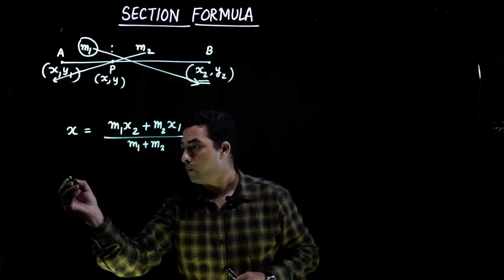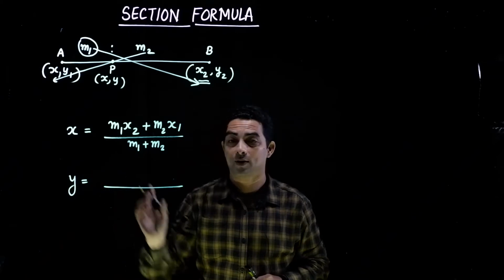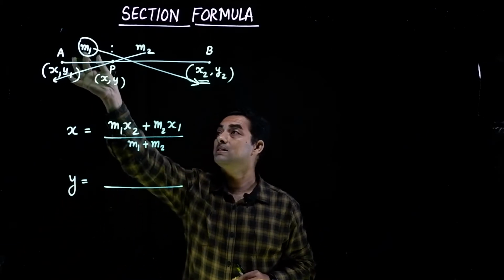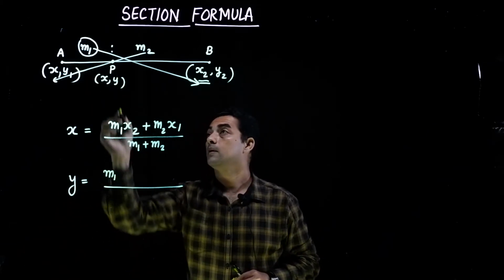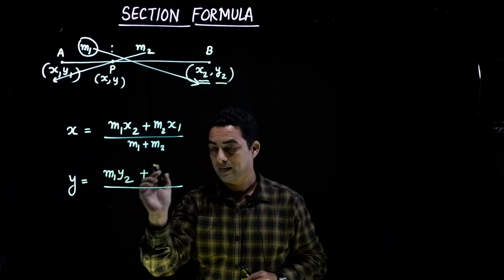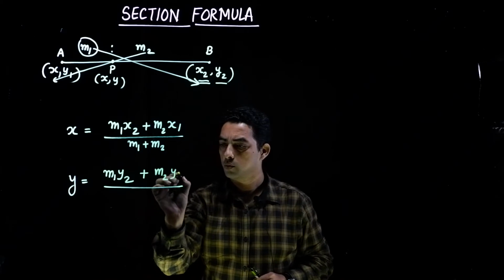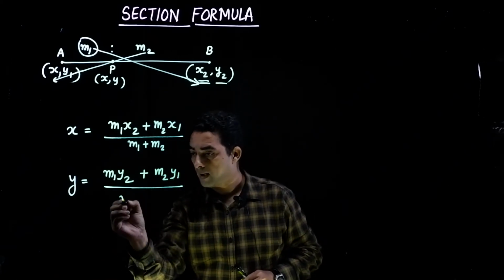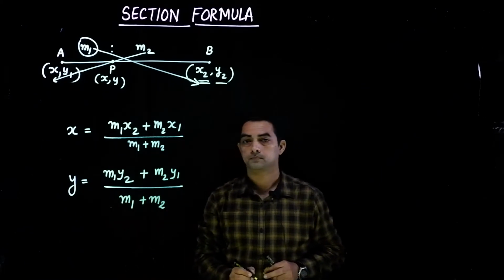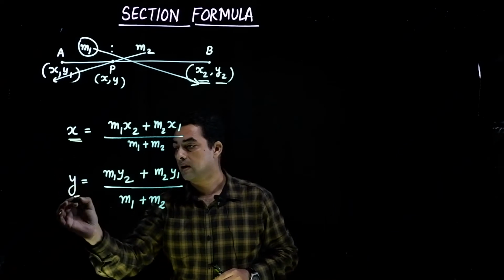Let us see the y coordinate also. For the y coordinate, it is again the same, because you are finding the y coordinate, so we will have only y over here. No x will interfere. Again the same way, cross multiplication. So it will be m1 y2 plus m2 y1, the whole divided by m1 plus m2. So this is the section formula and how to find out the x and y coordinates.